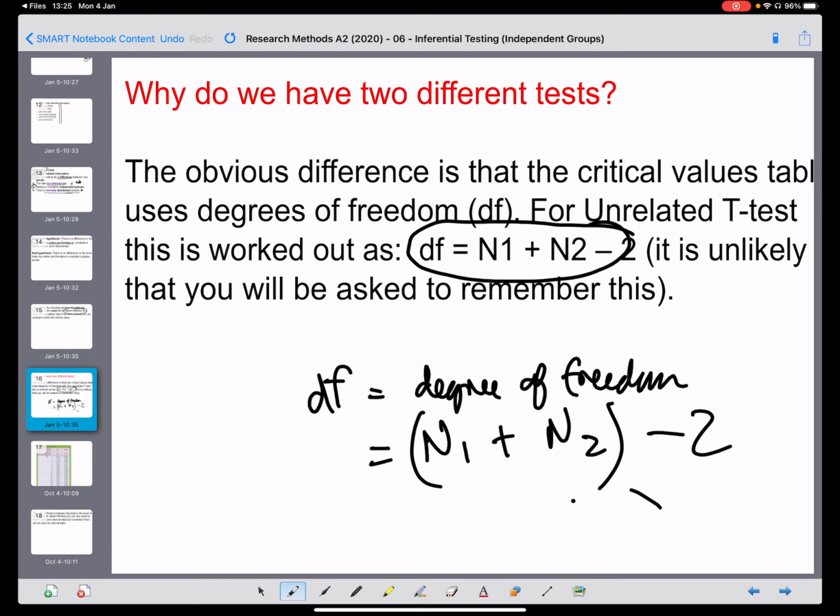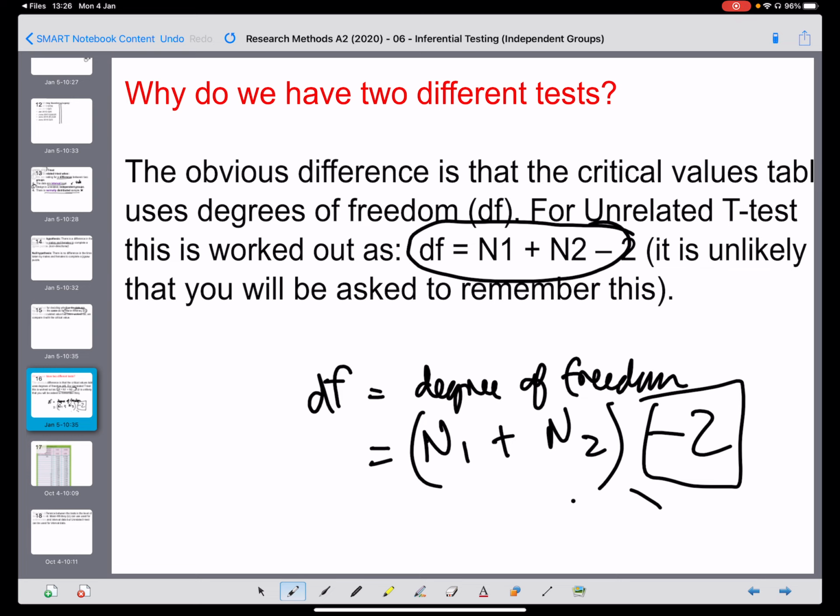The way I tend to remember this is that I ask myself, how many groups do we have? And we have 2. So therefore, it's a minus 2. I have to add up how many people take part in the study and minus 2, rather than trying to make sense of it in any other way.